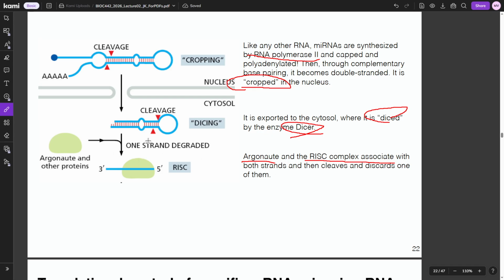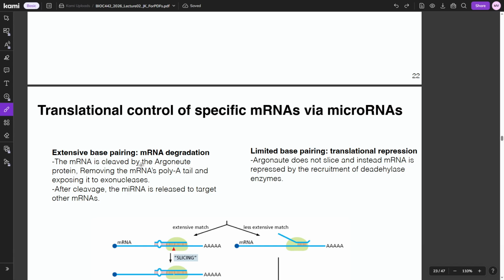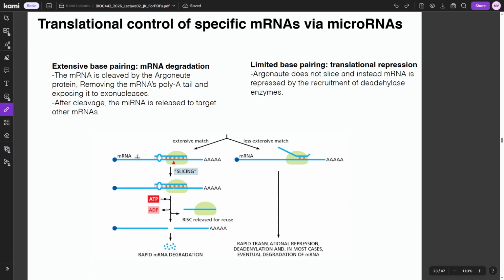So basically you form this thing. Basically the Argonaute binds to this thing and it cleaves one of them, and disposes of it, and then it grabs the other one and makes it part of the complex. And so we talked about this before, where now you're here. If there is a little bit of base pairing, it leads to translational repression, so it doesn't slice the mRNA. So yeah, this is what we're talking about after the Argonaute binds.